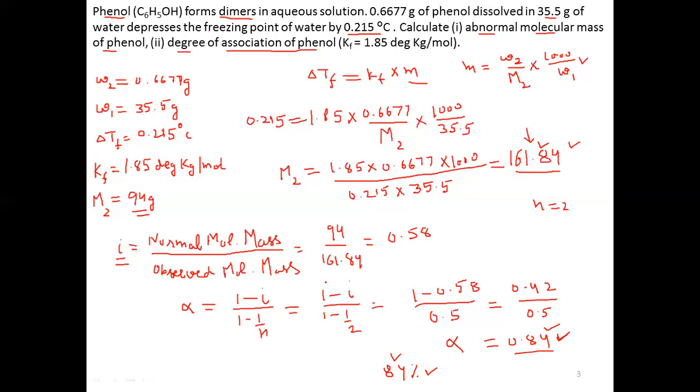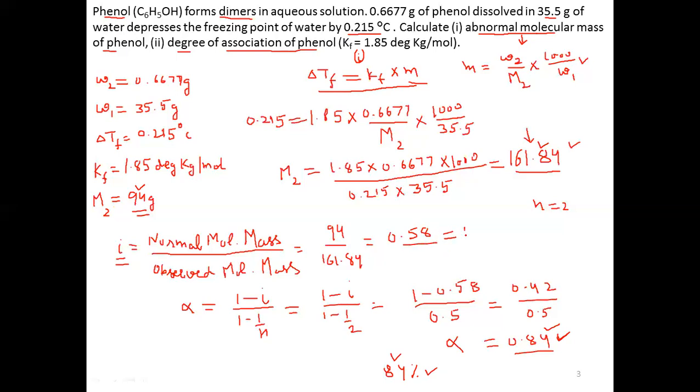So it was quite an easy numerical. You just need to know the meaning of abnormal molecular mass. When we have to calculate abnormal molecular mass, we will not use the value of iota. We will simply use this expression, delta TF is equal to KF into M. From this we calculated M and it came out to be 161.84, but actual weight of phenol is 94, we know. So from this we calculate iota, which is normal molecular mass divided by observed molecular mass. So it came out to be 0.58.